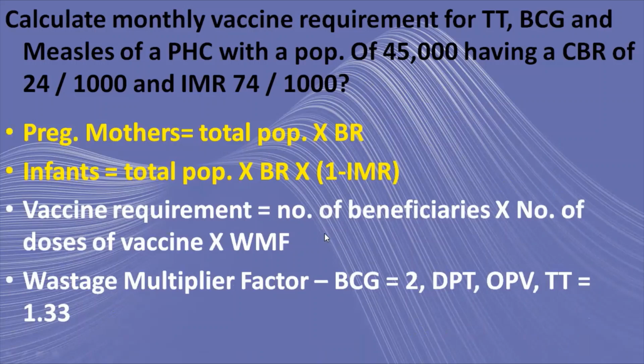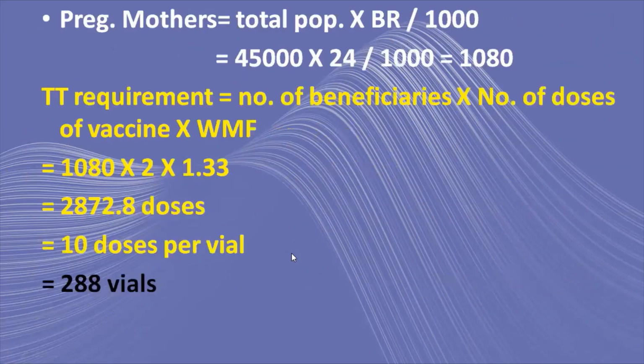Now the formula for vaccine requirement is number of beneficiaries into number of doses of the vaccine into wastage multiplier factor. The wastage multiplier factors for various vaccines are: BCG is 2; DPT, OPV and TT are 1.33. So we have to put in these values whenever we calculate the vaccine requirement for a particular vaccine. That is the wastage multiplier factor.